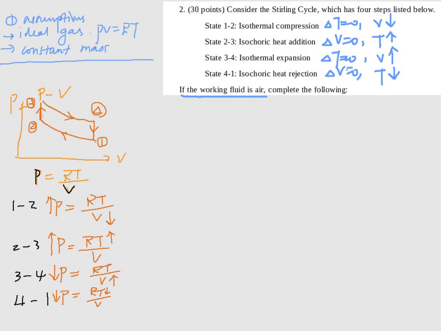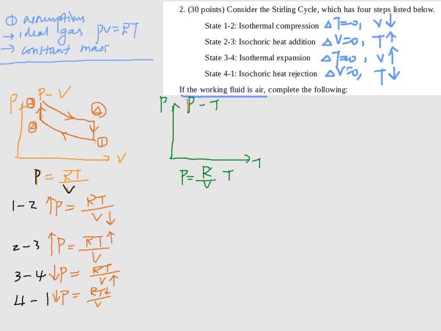Now let's take a look at the PT diagram. Now we're looking at the relationship between pressure and temperature. So we're going to rearrange our equation again. PV equals RT can be rewritten as P equals R over V times T. So P and T are directly proportional.